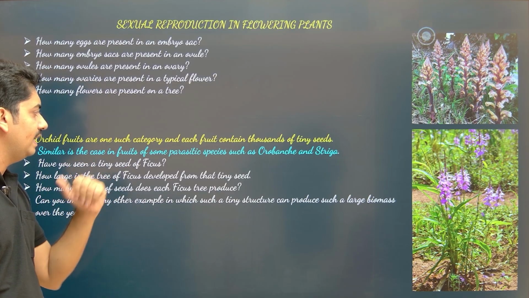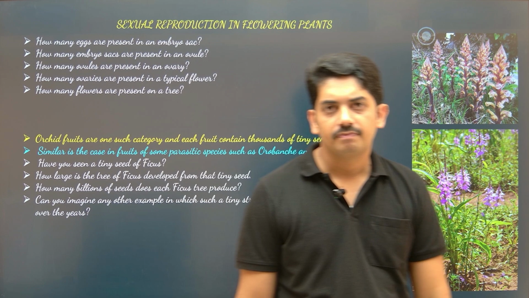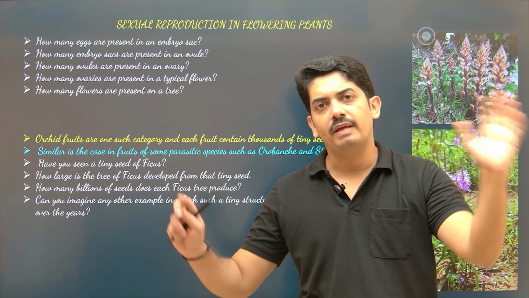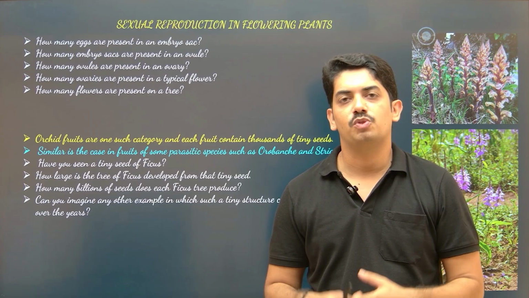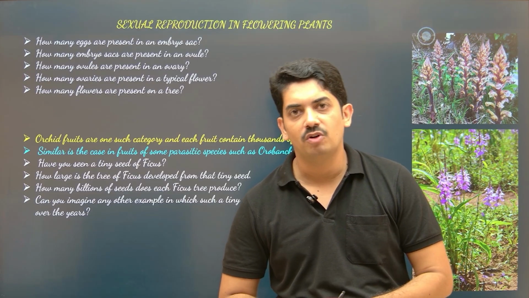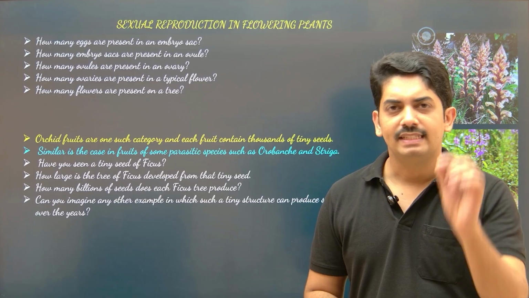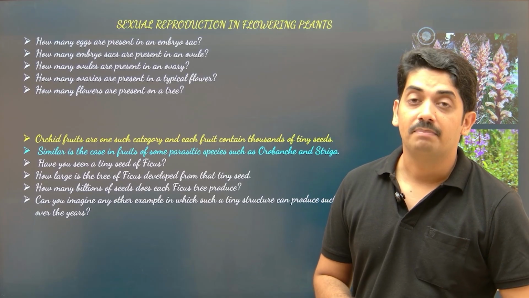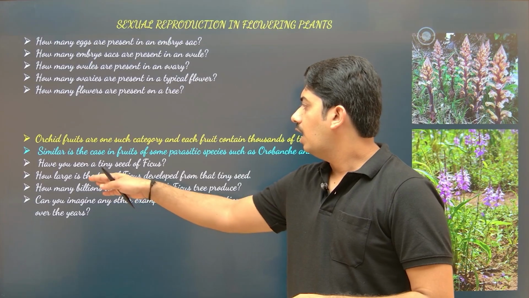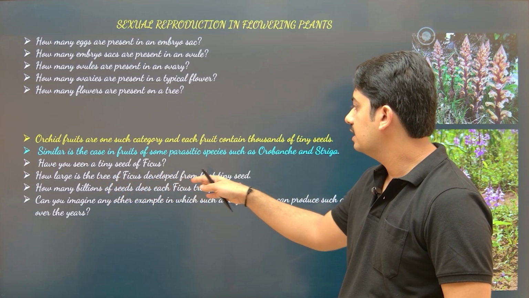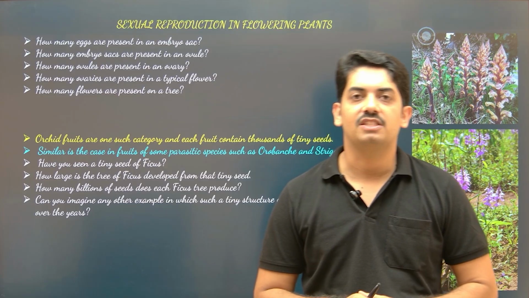Have you seen the tiny seeds of ficus? The ficus plant produces so many fruits, and frugivorous birds come and visit the plants at the time of fruiting. If you cut open that fruit and observe, the seeds are very minute, but thousands of seeds are present. Then how large is the tree of ficus developed from that tiny seed? That is the beauty of nature.